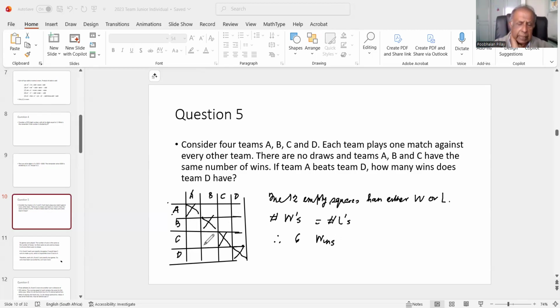Now, where the W's are scattered, we really don't know. But every time there's a W at a certain place, there is an L in the corresponding place. When I say corresponding, I mean the flipping around, A versus C, C versus A. Okay, there are 6 wins. Now they say that A, B, and C have the same number of wins. So you've got these 3 teams, so they got the same number of wins. So what is that number?